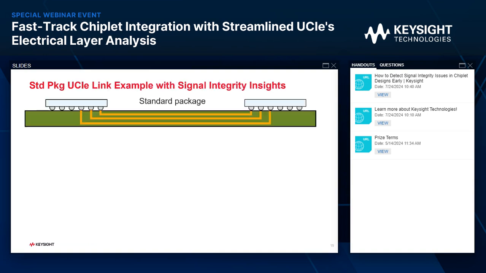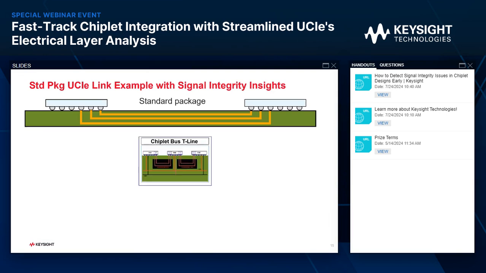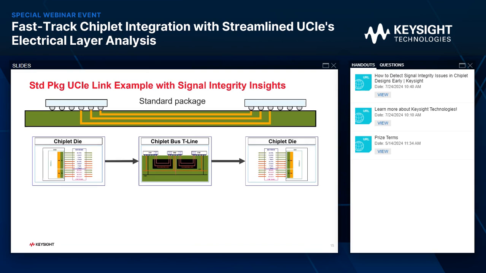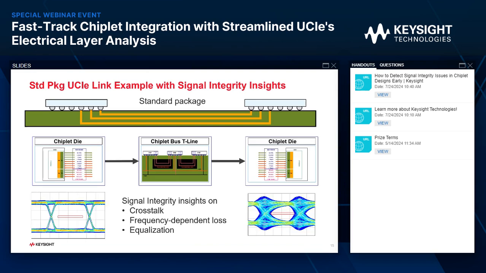Moving on is the link example that I promised. So for this link example, we'll look at a standard package with the chiplet bus transmission line in the middle. And we'll send signal through and look at the eye, and we'll gain some insights on signal integrity. They are the crosstalk, frequency dependent loss, and equalization.